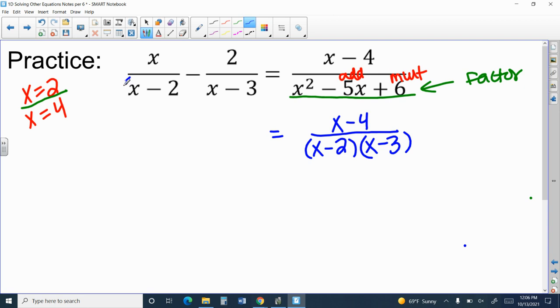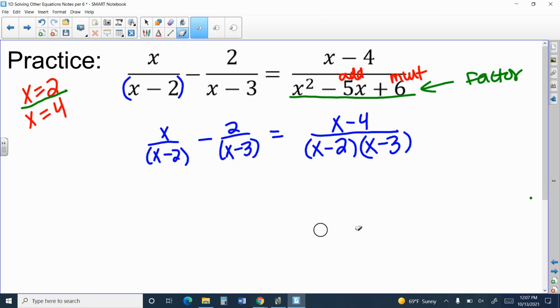These other two fractions don't factor. When I have something like x minus 2, they're not multiplied, so I just keep it as one single factor. I'm just going to write it in parentheses. So x over x minus 2 minus 2 over x minus 3. Okay, so now that the denominators are factored, I can find the LCD pretty easily.